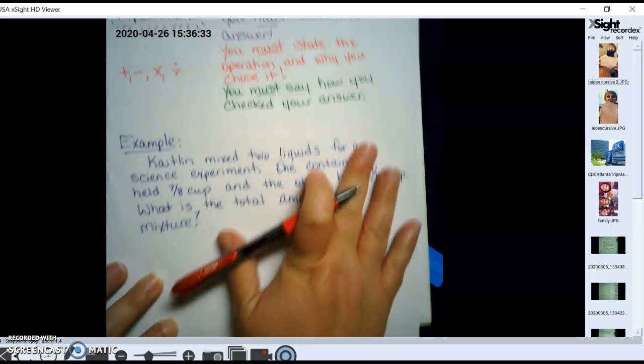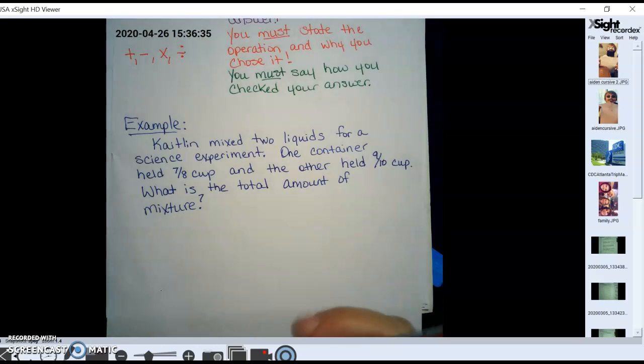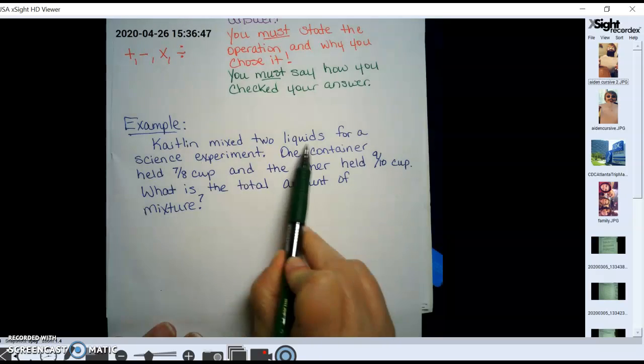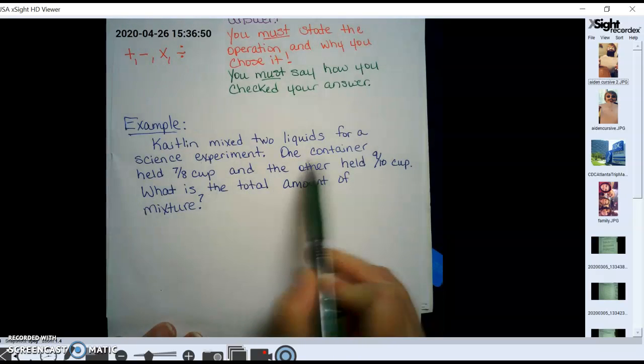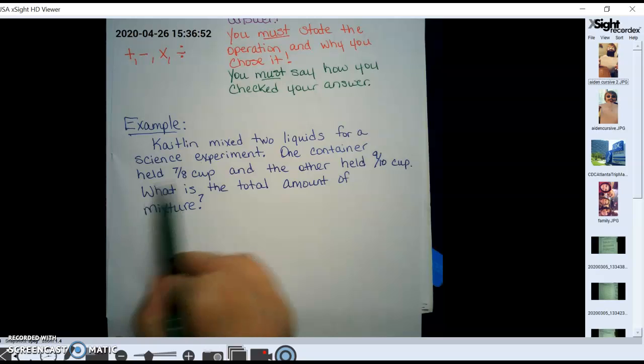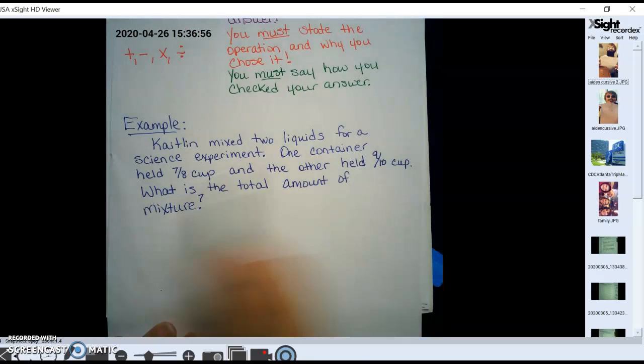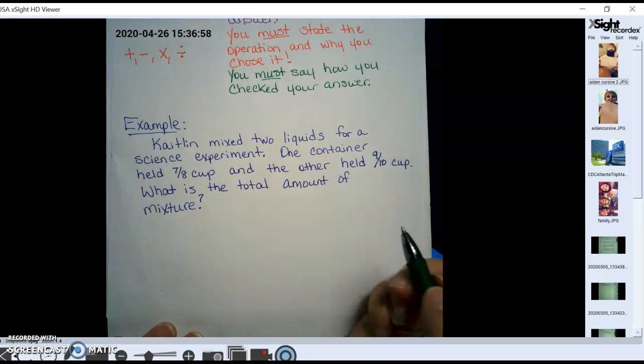So I'm going to do an example, and we're going to put in all the elements so that you guys can see what an A looks like. All right, so I'm reading this problem. It says, Caitlin mixed 2 liquids for a science experiment. One container held 7/8 of a cup, and the other held 9/10 of a cup. What is the total amount of the mixture?